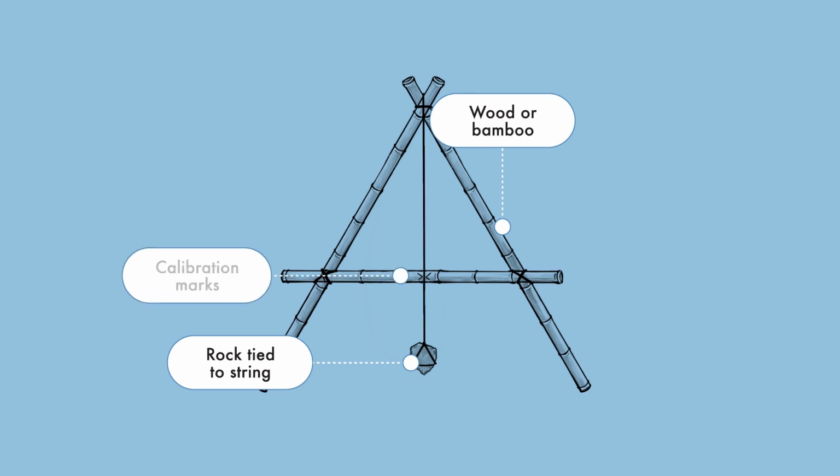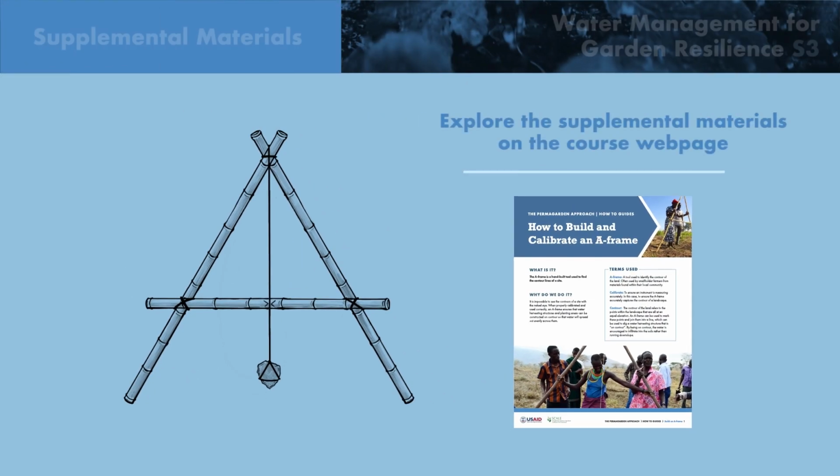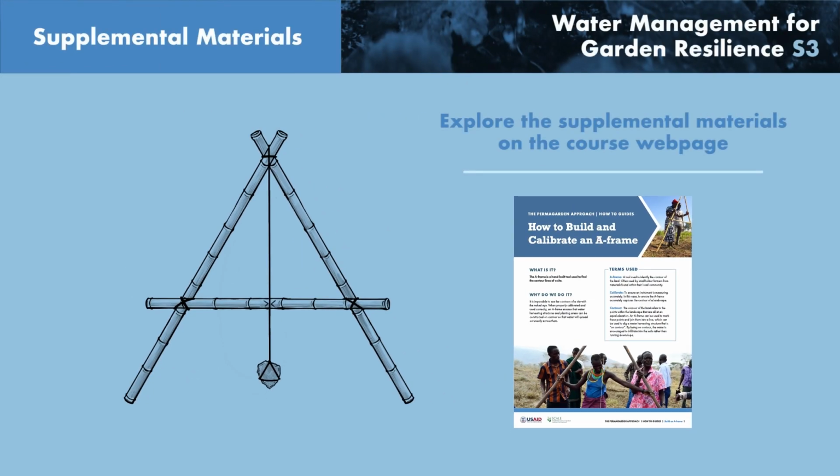Then it must be calibrated to ensure it works properly. You can find more information about how to build, calibrate, and use an A-frame in the supplemental materials of this session. We use the A-frame to mark the contour of the land before starting to dig.